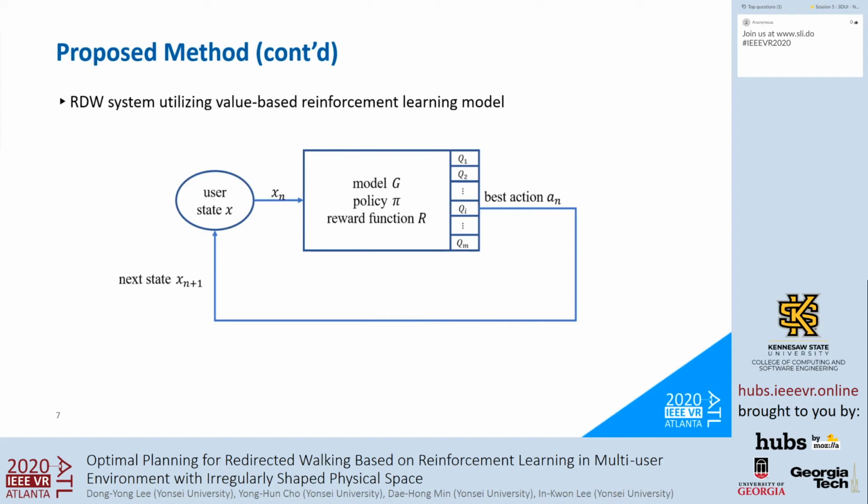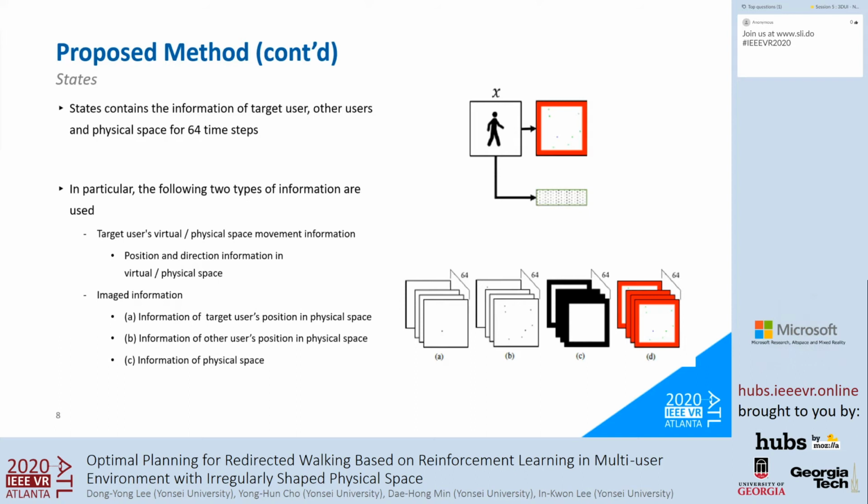The state of MS2T contains the information of the target user, other users, and physical space for 64 time steps. In particular, the following two types of information are used. First, it uses the information of the target user's virtual and physical space movement. This includes position information and direction information in virtual and physical space. And it is embedded through the GRU layer in the Q network.